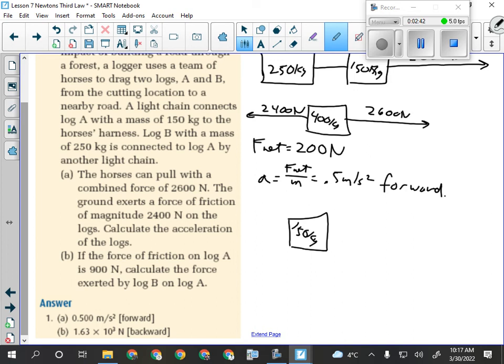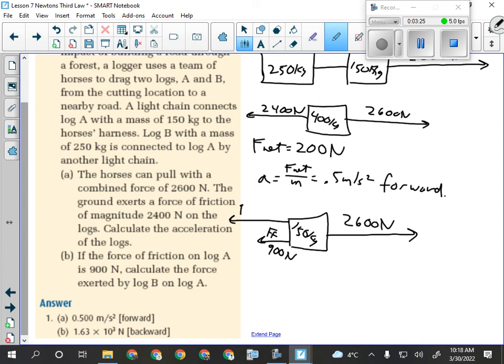150 kilograms. Okay, it's being pulled forwards by 2,600 newtons worth of force from the horses because the horses are directly attached to it. What forces are acting back on it? Friction. And they told me that that is only 900 newtons. Any other forces acting back on it? Log B. Yeah, that's the Newton's third law part of this. Okay, if it's going to pull on log B, which it is because it's connected to it by a chain, log B has to pull backwards on it. Okay, that's the Newton's third law action-reaction part.